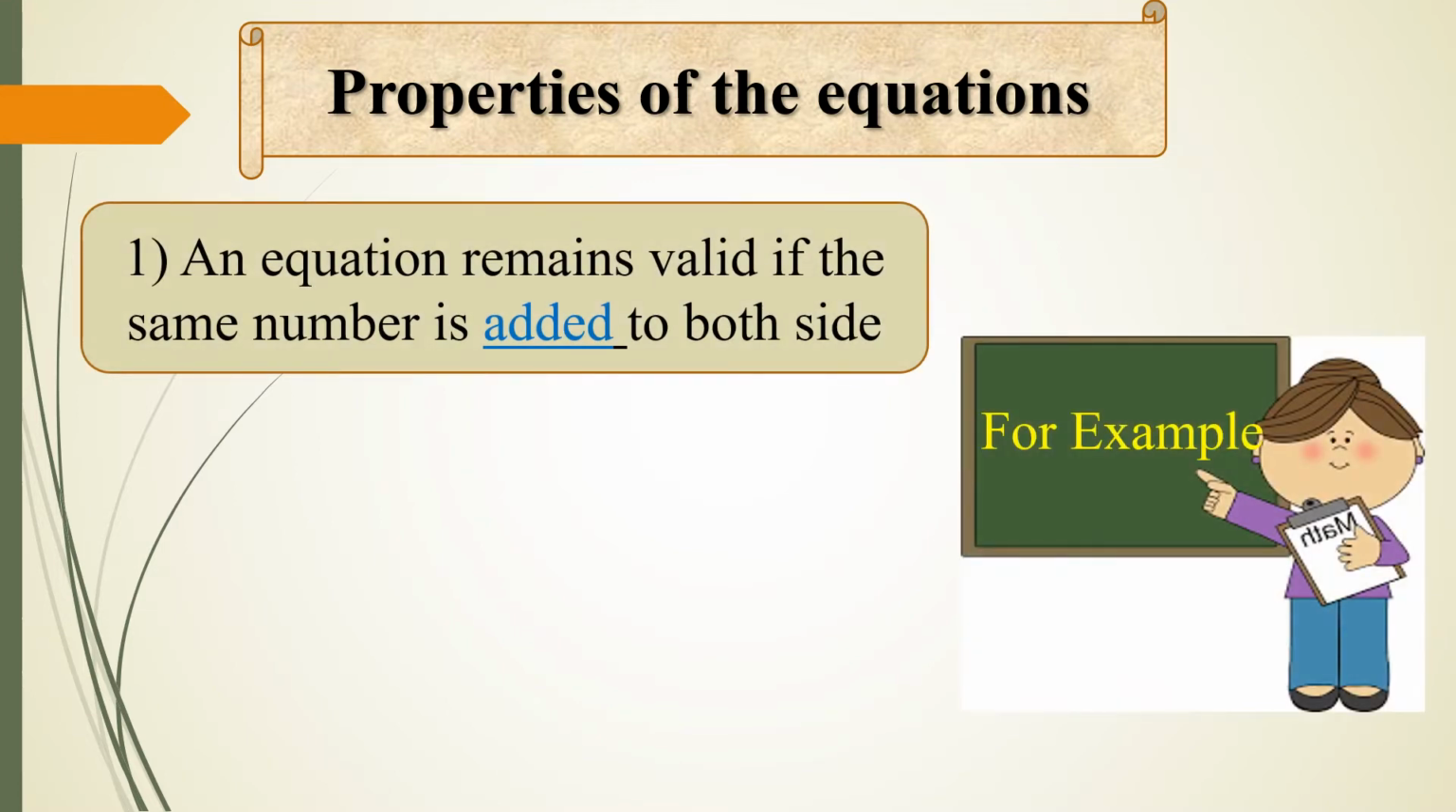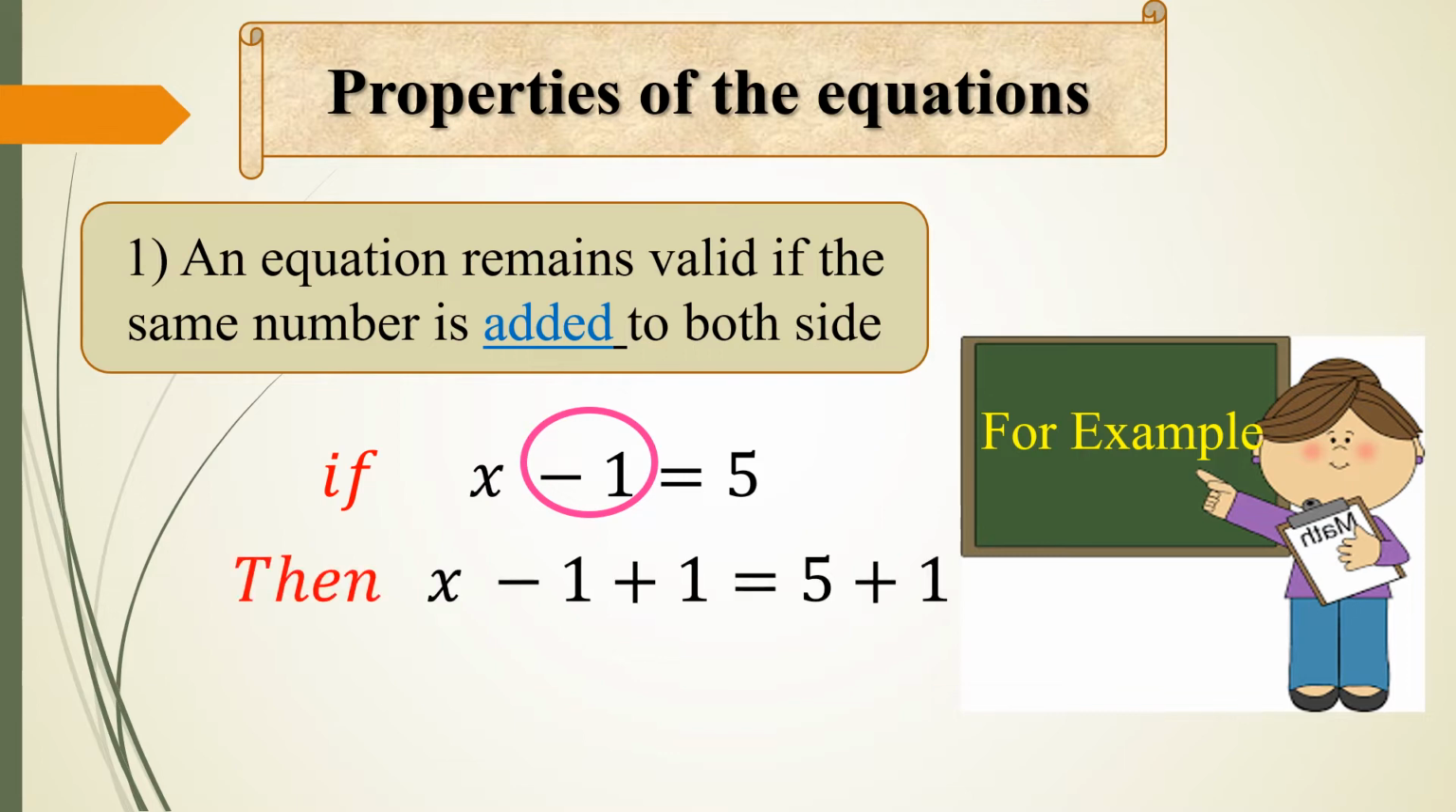Number 1, an equation remains valid if the same number is added to both sides. For example, if x minus 1 equals 5. How to solve it? Look at the number beside the variable. Here I have -1. What is the inverse of -1? The inverse of -1 is +1. So I will add +1 to both sides. So x minus 1 plus 1 equals 5 plus 1.